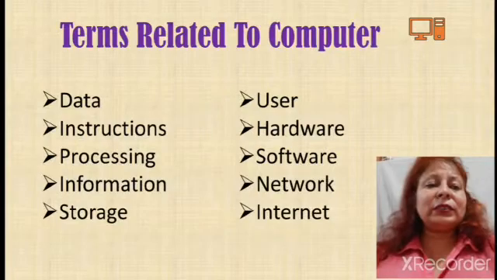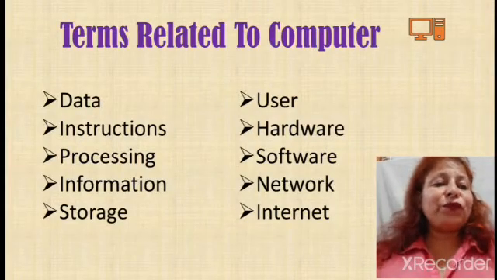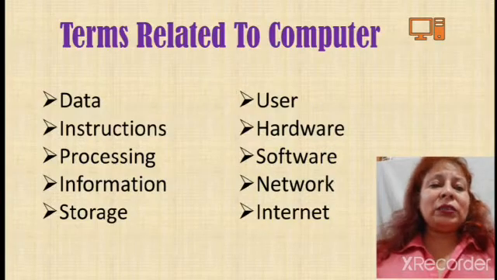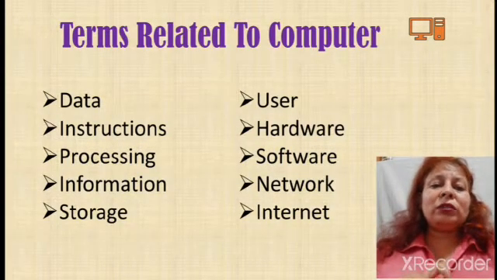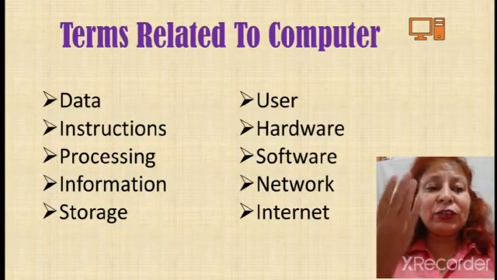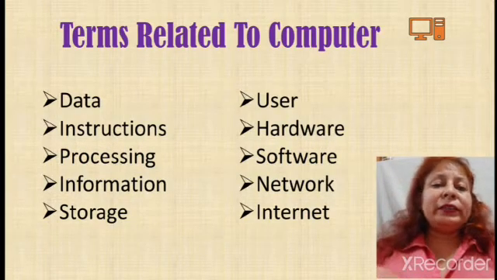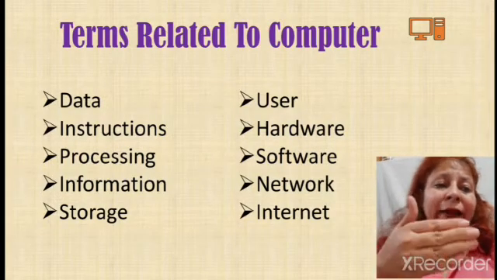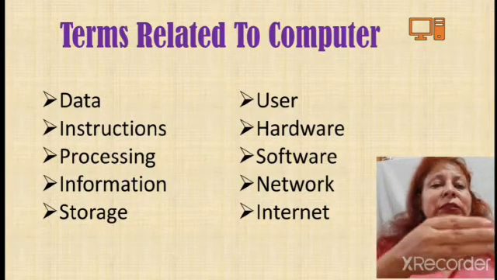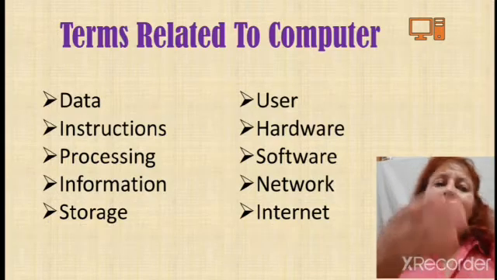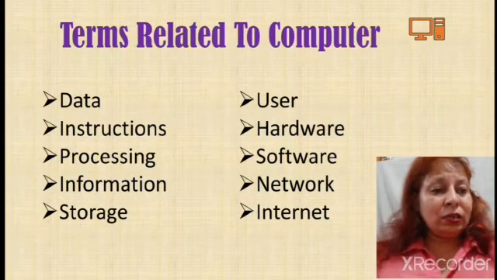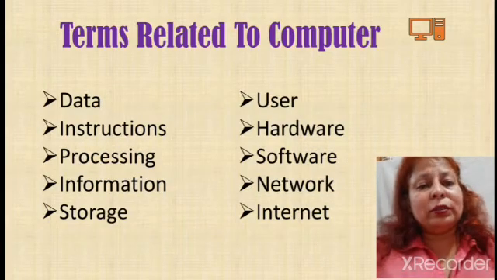The first is data. Data is raw facts. Raw facts means when I am asking you to add 2 plus 2, then 2 and 2 are the raw facts which I am giving to you. So that is the data. And if I am asking you to add 2 plus 2, that means I am giving an instruction, you have to add it. The plus sign gives the instruction to add the numbers.